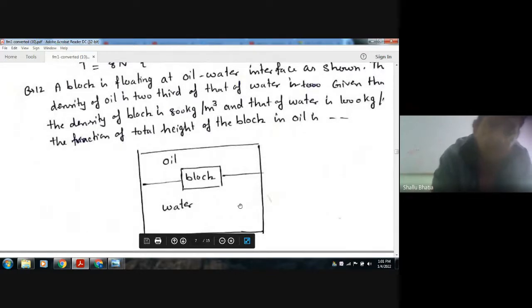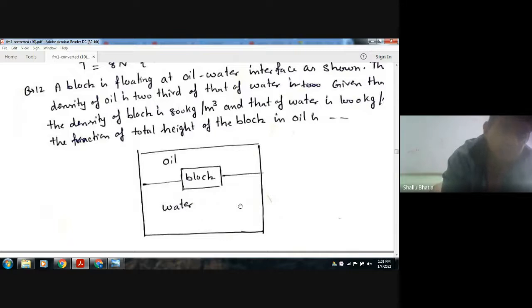A block is floating at an oil-water interface as shown. The density of the oil is two-thirds of that of water. We will come back after some time.